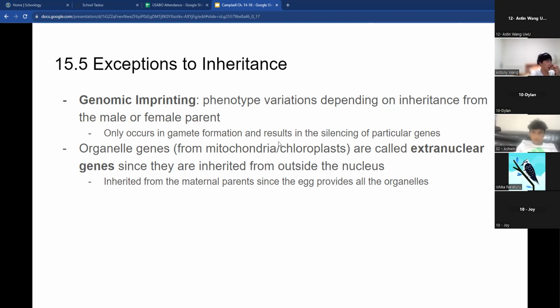Oh, wait, no, I was thinking of something else. In this case, genomic imprinting is actually, never mind.